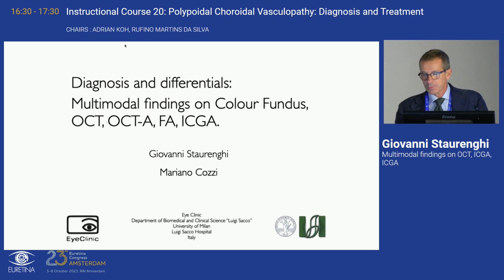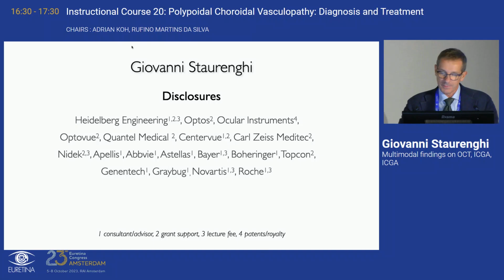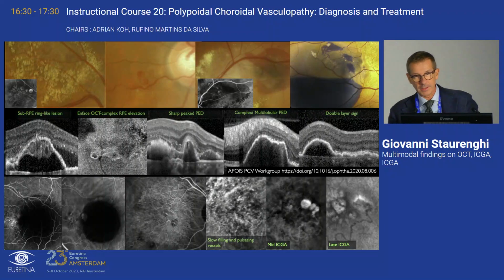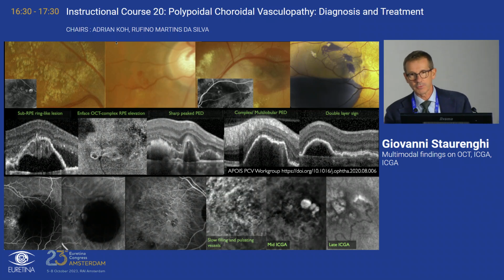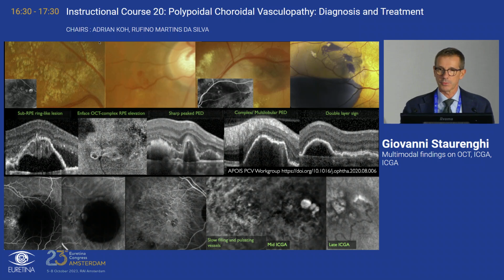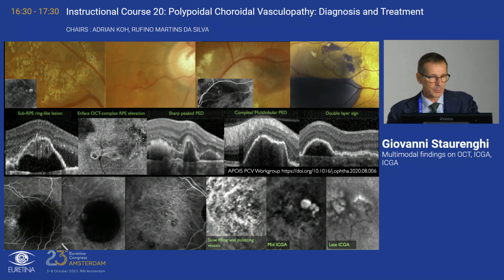I will try to summarize the multimodal imaging. If you look at this slide, you actually have all the signs. If you have 2 or more of these signs, you can make a diagnosis of polypoidal choroidal vasculopathy. First of all, we start with the color images.